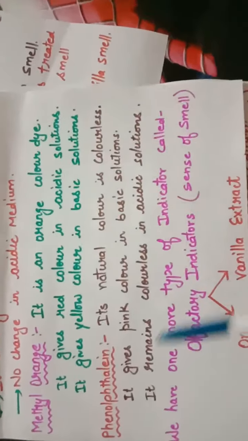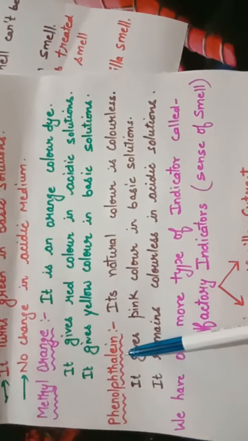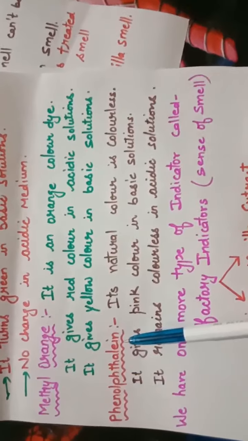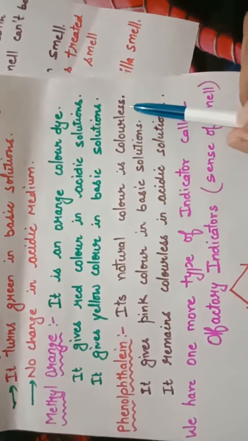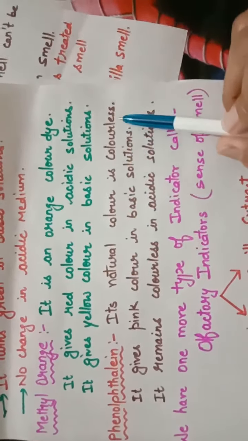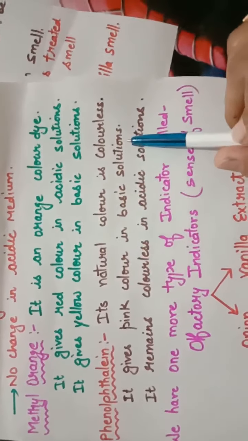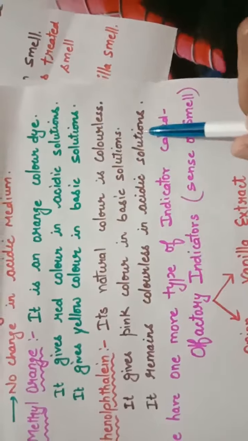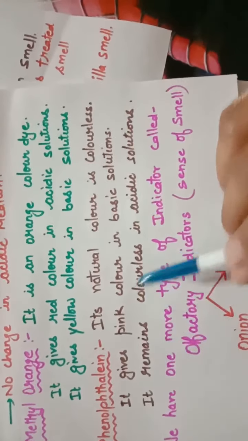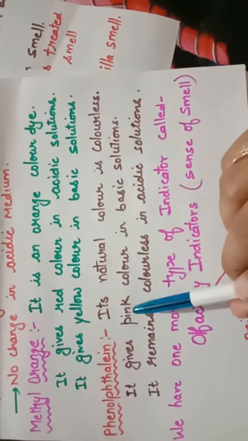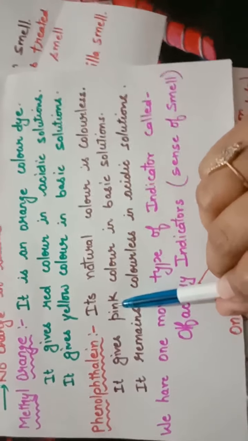Our second is phenolphthalein. It is a colorless solution. Its natural color is colorless like water. It gives pink color in basic solution and remains colorless in acidic solution. That means acid has no effect on phenolphthalein, but base changes its color to pink.